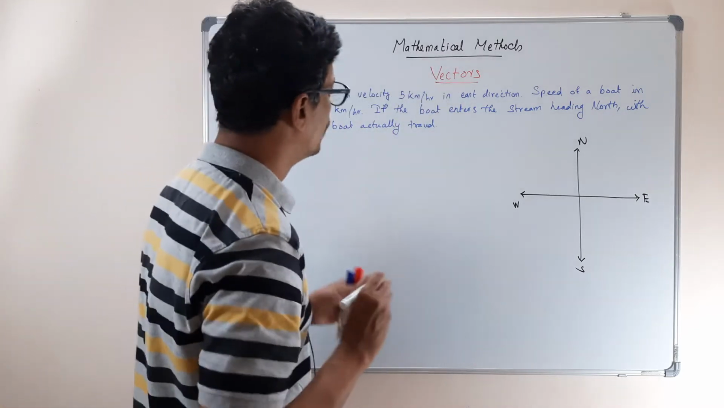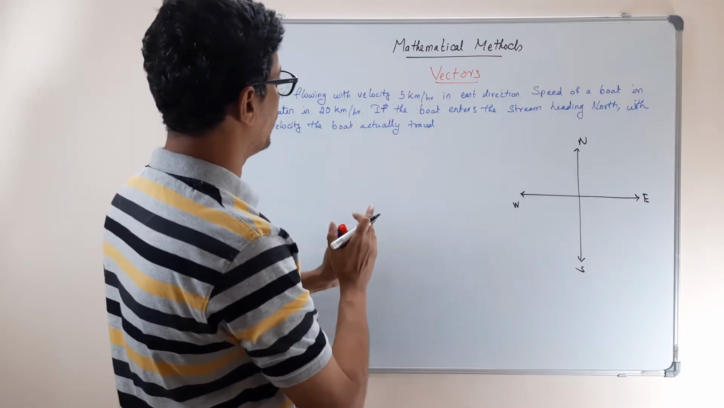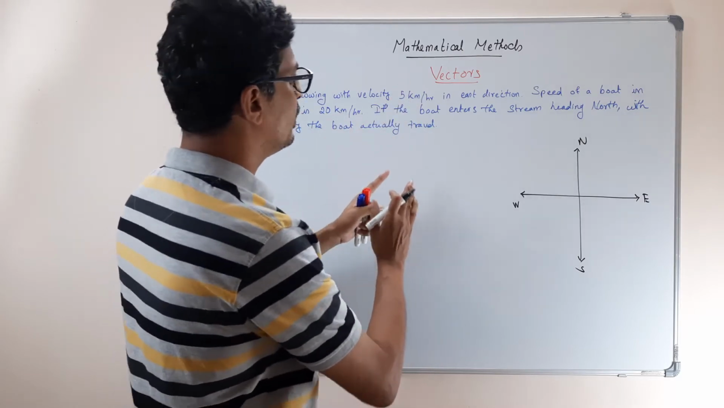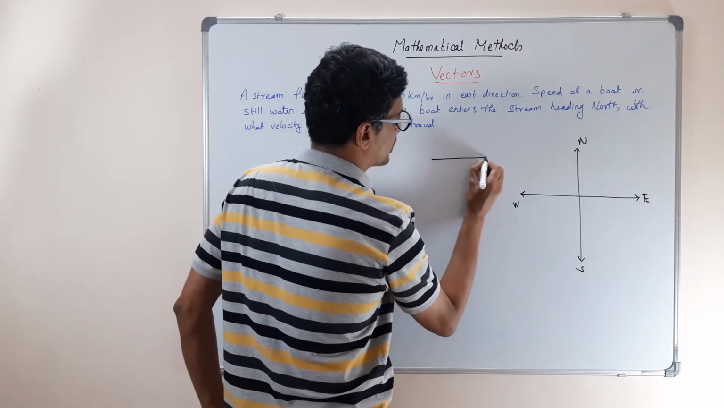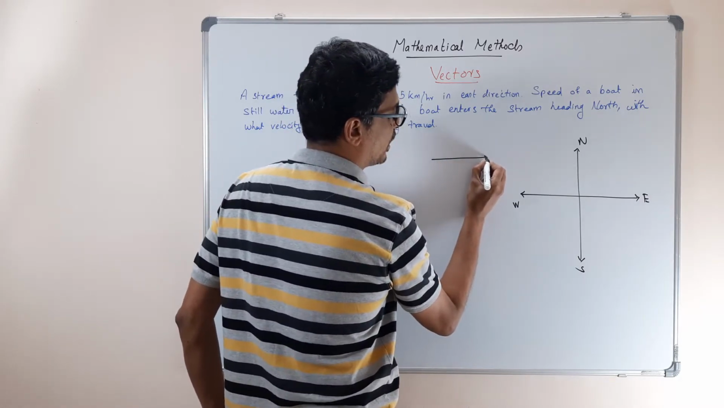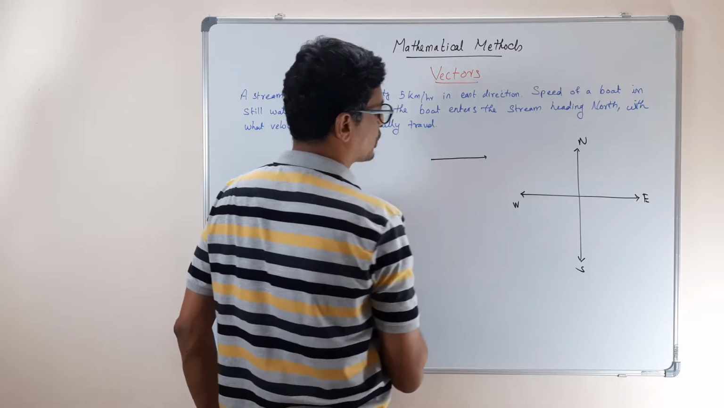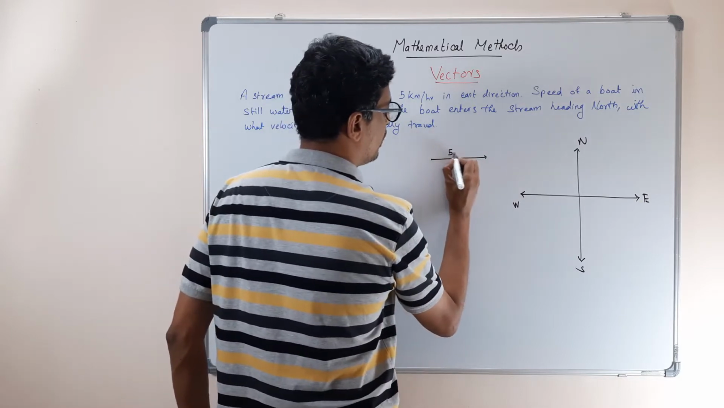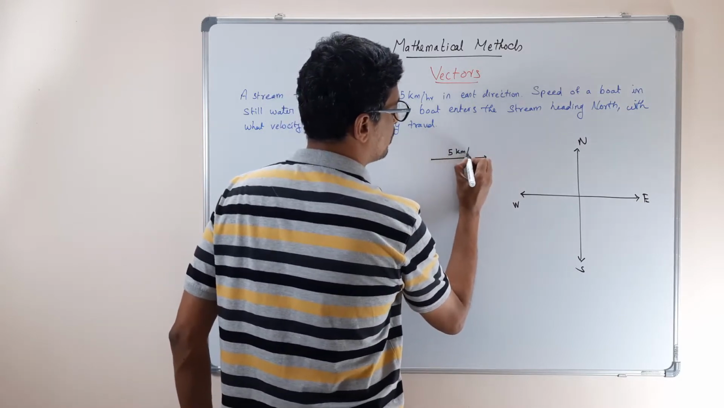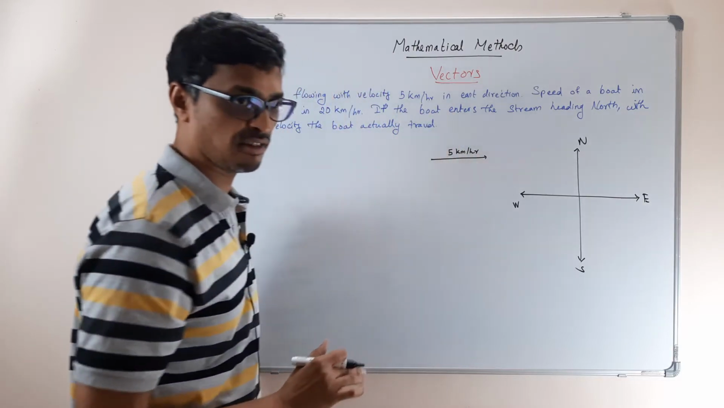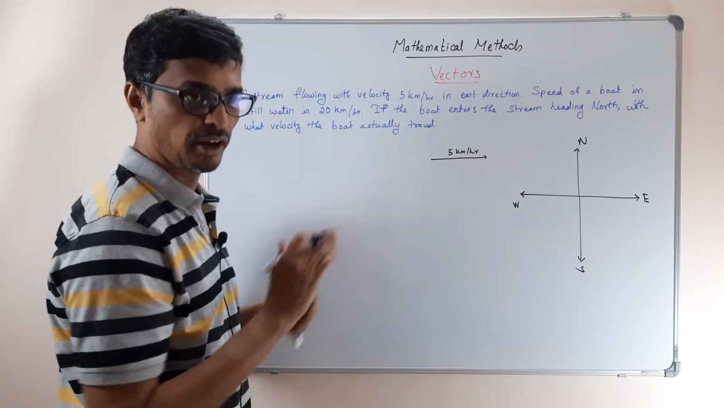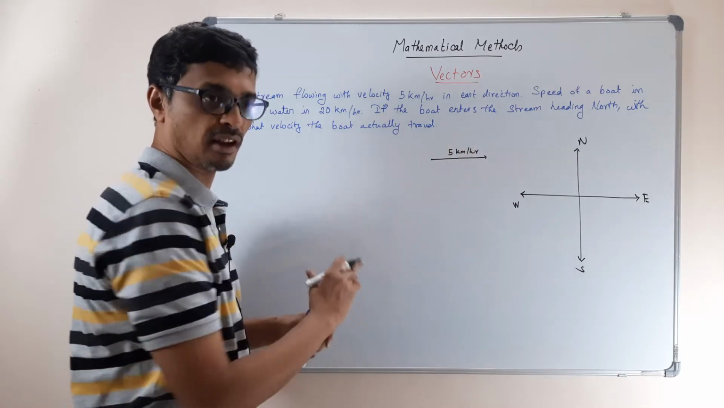Let us draw the vector diagram. 5 km per hour in the east direction. So the way you have to draw, we typically take a line of 5 centimeters. So this is the velocity of the stream, which is 5 km per hour. With the magnitude, we got a 5 centimeter line. I am just drawing it there. When you are drawing in the notebook, you have to draw it as a 5 centimeter line.